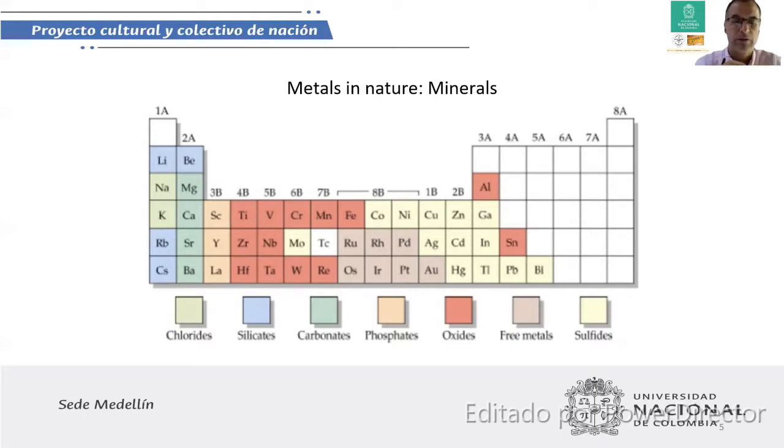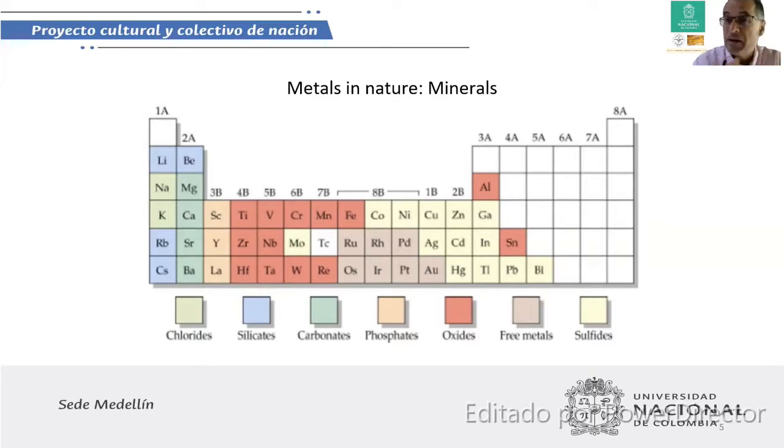The main mineralogical groups are in different areas, and the idea is to know a little more about that. You can find the metals free. For instance, you can find free metals like precious metals like gold, silver, and the platinum group. The platinum group like platinum, palladium, iridium, rhodium, osmium, ruthenium. There are free metals. You can find those metals free, without company, without other elements with them.